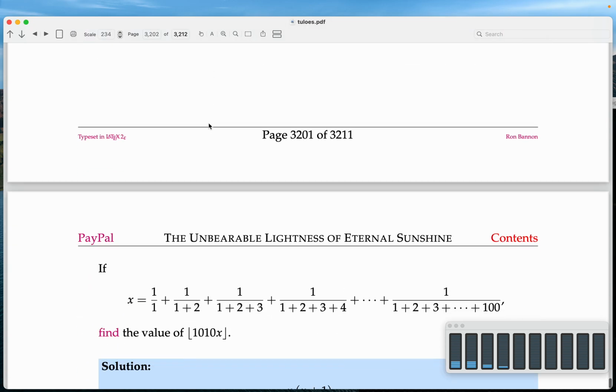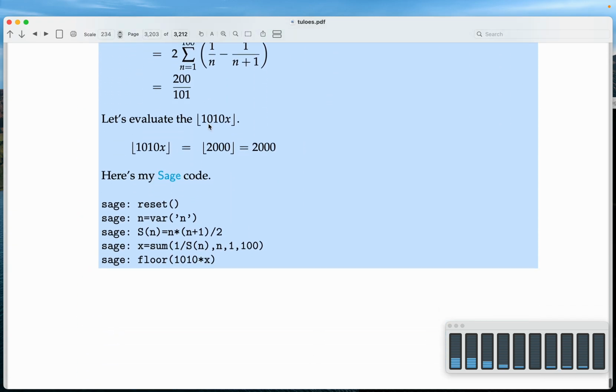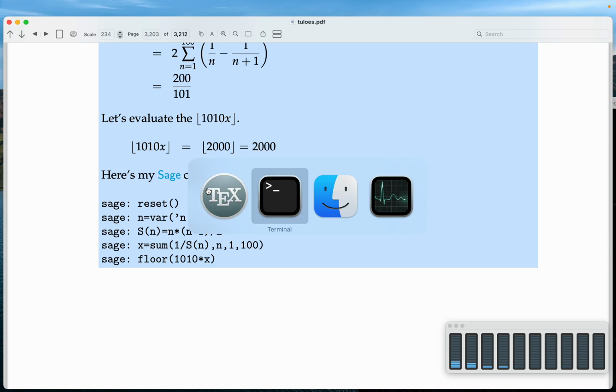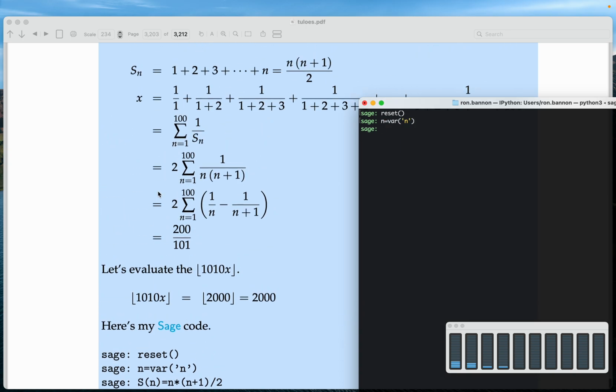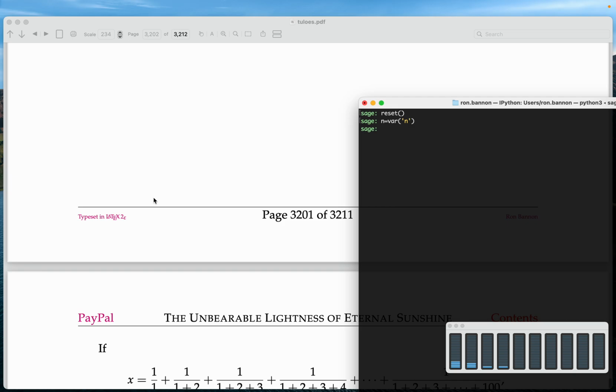So I went through paper and pencil again, and I got an answer to it, and the answer I got was 2,000. So I'm going to go to Sage. I'm going to reset. I'm going to define a variable n this time. n is a variable, and n is an integer, but that's incidental at this point because I'm going to treat it as if it's an integer.